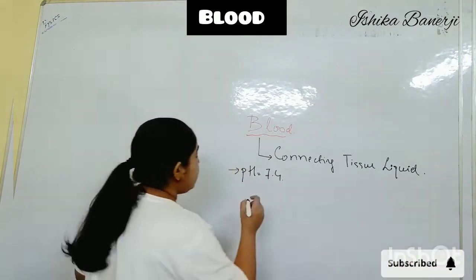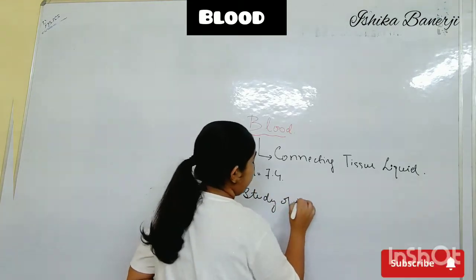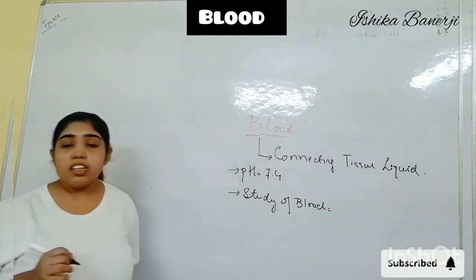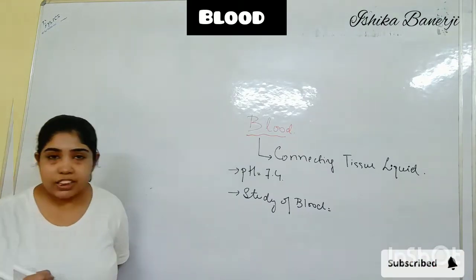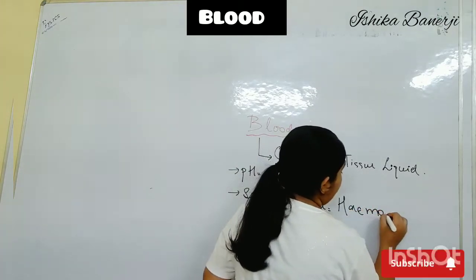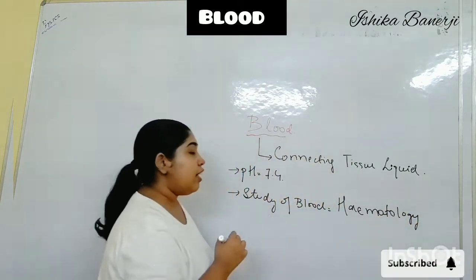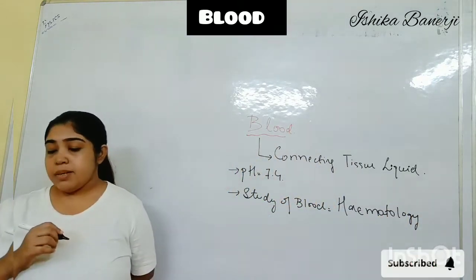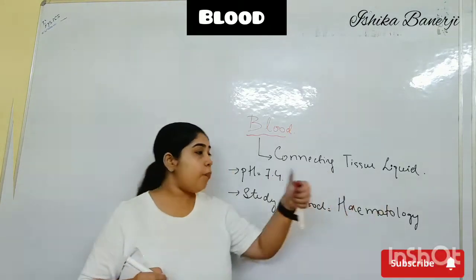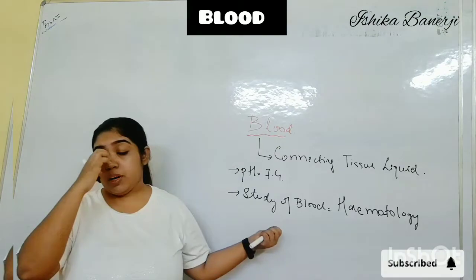Next you have to remember, what is the study of blood called? Anything related to blood is called hematology. H-A-E-M-A-T-O-L-O-G-Y. What is it called? Hematology. The first thing is that it is a connective tissue which is liquid in form. The pH is 7.4 and the study of blood is called hematology.